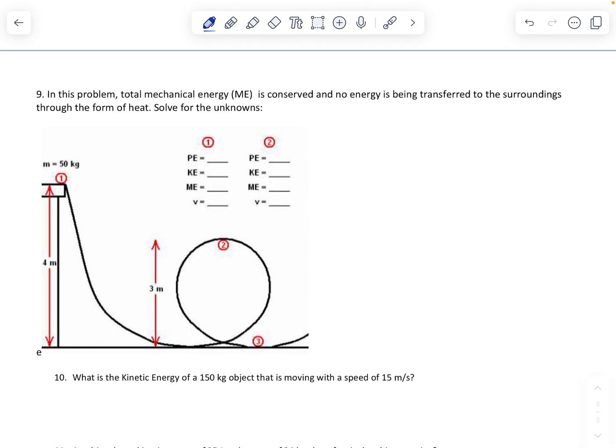Okay, this one's got a lot going on. And this one, total mechanical energy is conserved and no energy is being transferred to the surroundings through the form of heat. Solve for the unknowns. So potential energy at 1. So we're going to start right here. We have a mass of 50 kilograms and a height of 4. So we're going to solve our potential energy at 1, mass. So we know our mass is 50 times 9.8 times 4. And when we multiply all that together, our potential energy there is 1,960 joules.